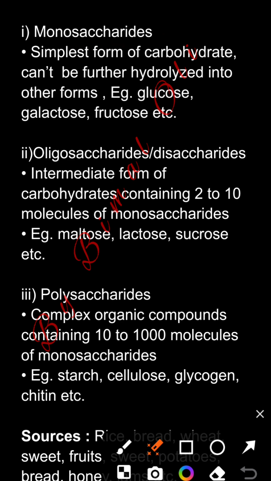Monosaccharides are the simple form of carbohydrate and cannot be further hydrolyzed into other forms. Example: glucose, galactose, fructose, etc. Similarly, oligosaccharides or disaccharides are an intermediate form of carbohydrate containing 2 to 10 molecules of monosaccharides. Example: maltose, lactose, sucrose, etc. Now the third one is polysaccharides, that is complex organic compounds containing 10 to 1000 molecules of monosaccharides. Example: starch, cellulose, glycogen, chitin, etc.